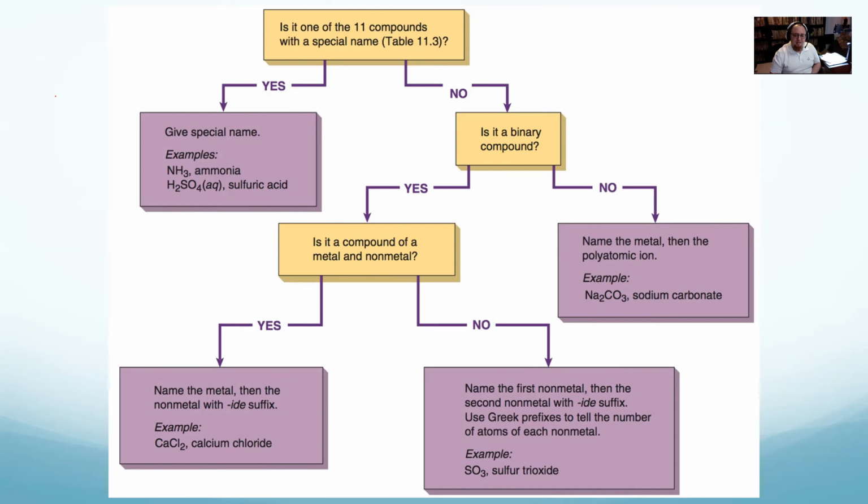If it is binary, see if one of them is a metal. If one of them is a metal, it's the name of the metal followed by the name of the non-metal with "ide." And if they're both non-metals instead, you say the name of the first non-metal, then the name of the second non-metal with "ide," and you use the Greek prefixes. Okay?